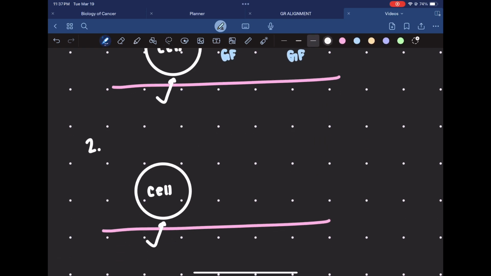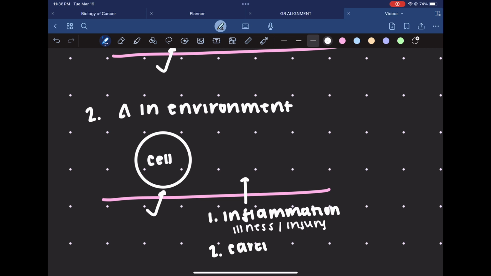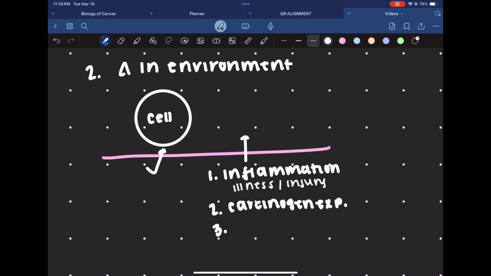In our second example, when we arrive as a cancer cell, there aren't immediately factors that are beneficial. However, at some point, there's a change in the environment. And it's not necessarily because we did anything, it's because of external factors. So some of those external factors that could improve the environment for our cancer cell would be inflammation, this could be due to illness or injury. This could also be carcinogen exposure. And it could be removing the primary tumor.